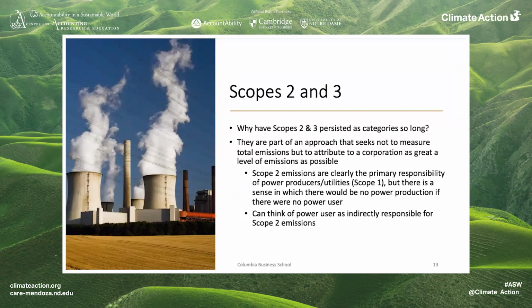Scope 2 and Scope 3 are part of an approach that seeks not so much to measure total emissions, but to attribute to a corporation as great a level of emissions as possible, to attribute to a corporation all of the emissions that could conceivably be associated with it.